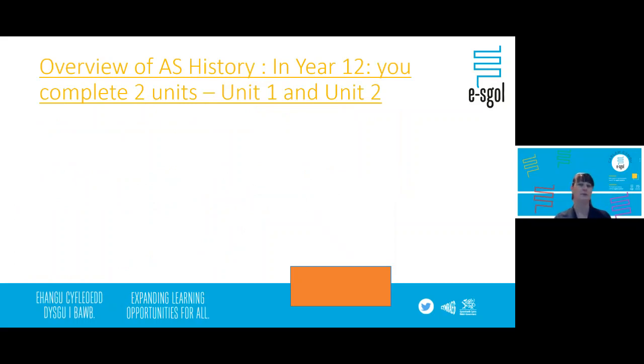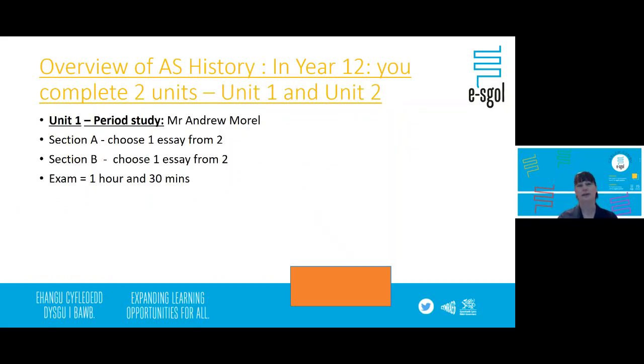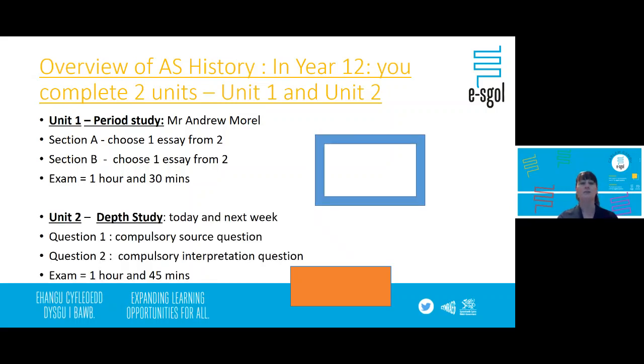Okay, so to begin with, an overview of what we're going to be looking at. In Year 12, you actually complete 2 units. You do Unit 1 and you do Unit 2. Andrew did Unit 1 last week and the week before, which is the period study. And I will be doing the depth study, which is Unit 2. I will be focusing on Question 1, the compulsory source question. And then next week's session, I will look at the interpretation question, which is also a compulsory question.